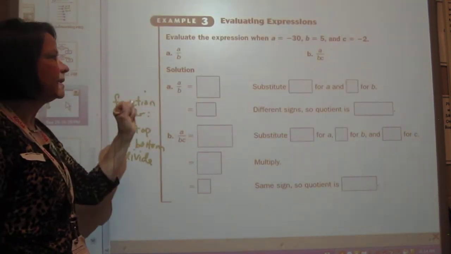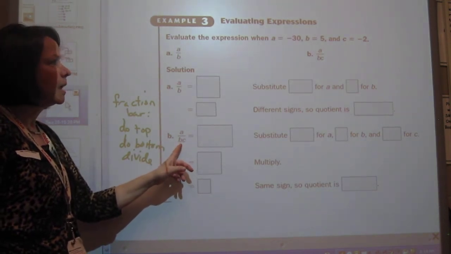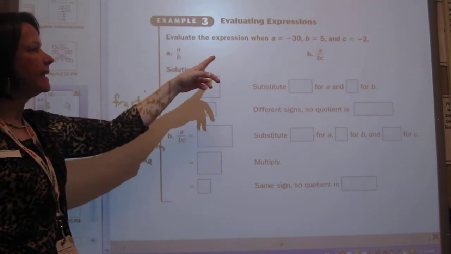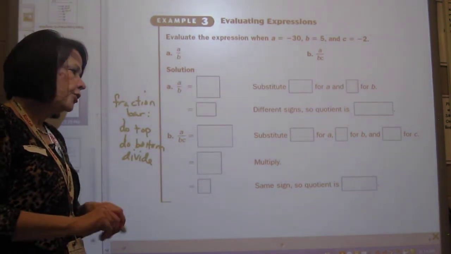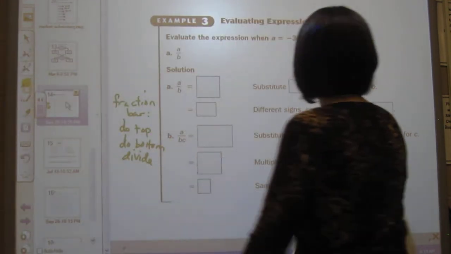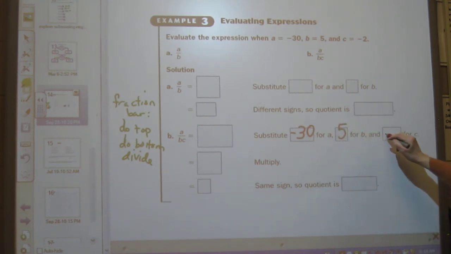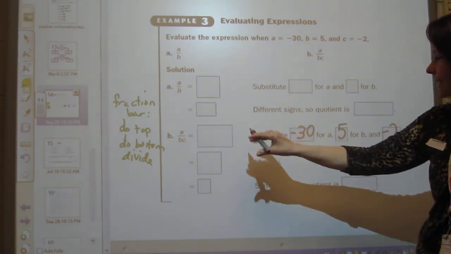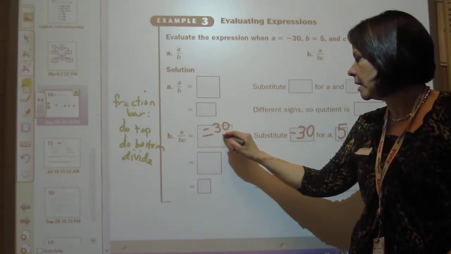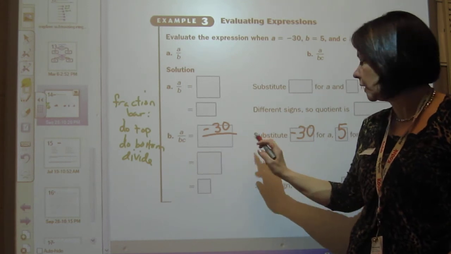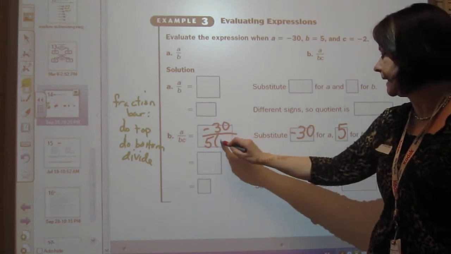Let's just go right to this page, and I just want to jump down here to B. They're asking us to evaluate this when A is negative 30, B is 5, C is negative 2. So what you basically have to do is you substitute in negative 30 for A, 5 for B, and negative 2 for C. So I'm going to substitute in here. So A, negative 30. Fraction bar on the bottom, B, and then C.